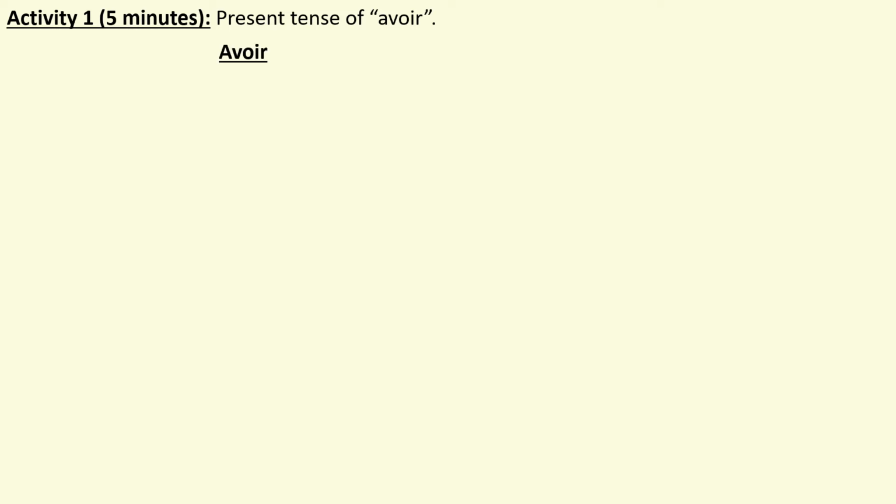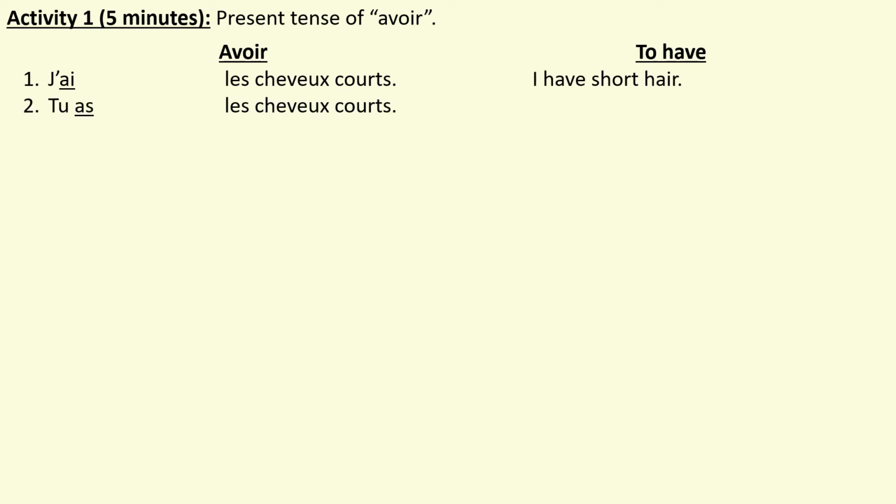So for our first activity today, Year 9, we're going to look at the present tense of avoir. I'm going to show you all the forms of avoir in the present tense, and what I want you to do, I want you to repeat the French after me. I'm going to leave a gap for you to do so. Avoir, which means to have. J'ai les cheveux courts, and that means I have short hair.